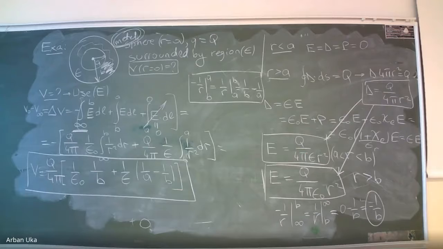Okay. 1 over epsilon 0, 1 over b. Yeah. Now, is it clear so far? So we found the potential, everything was good.